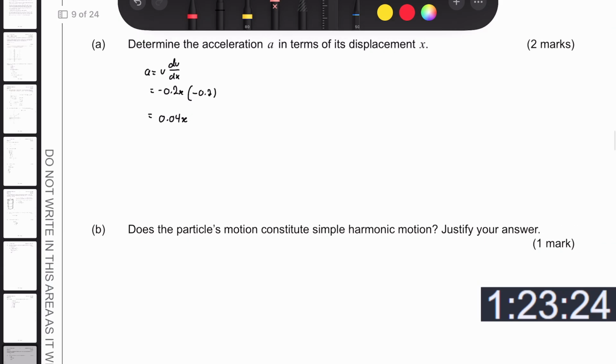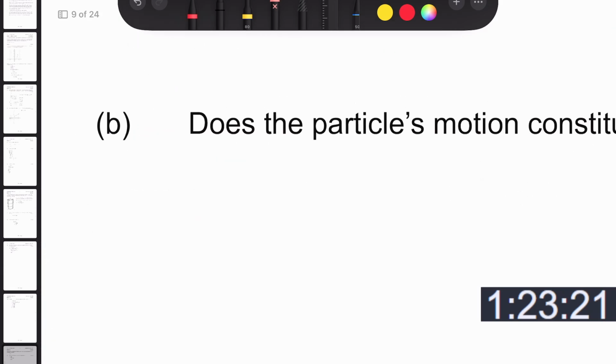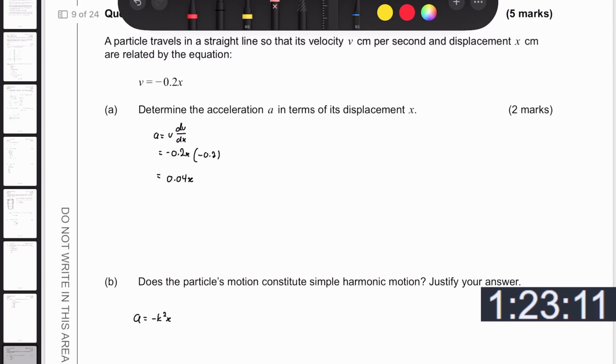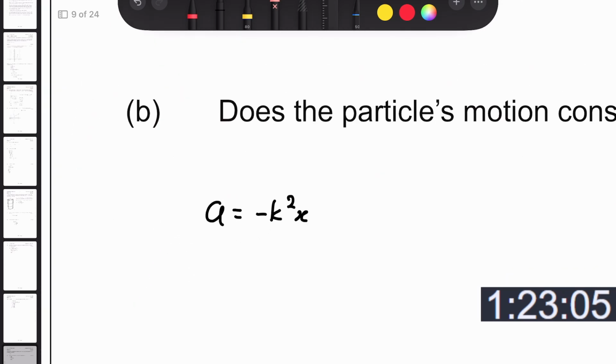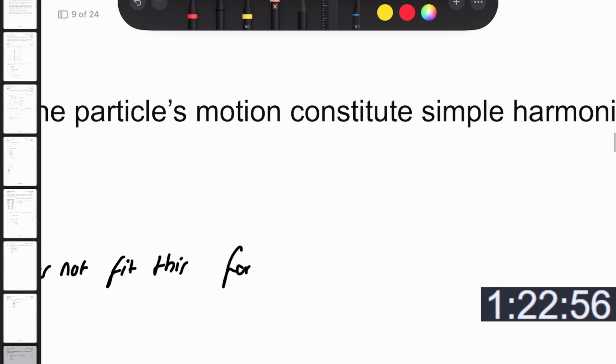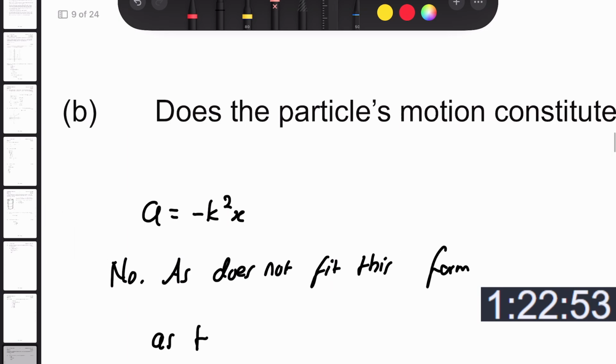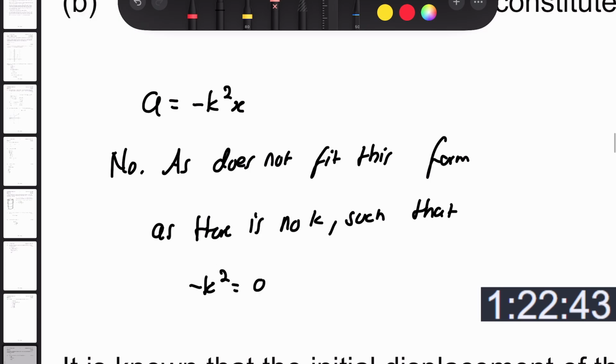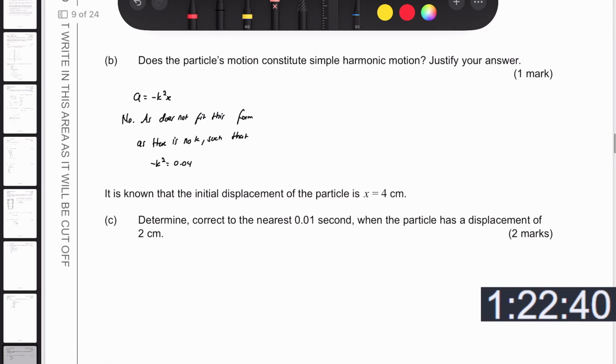Does the particle constitute simple harmonic motion? Justify my answer. a is equal to negative k squared of x. It would not, wait, would it? Is it negative? No, this does not fit this form, as there is no k such that negative k squared is going to be 0.04. No real k.